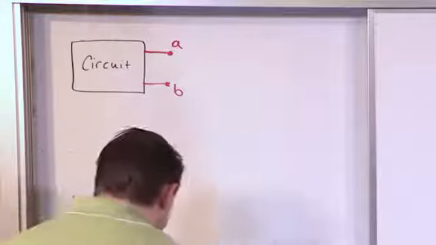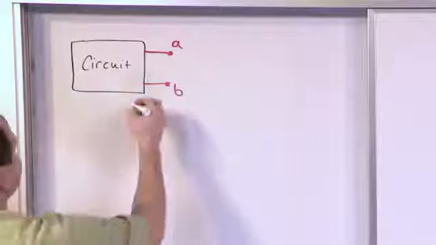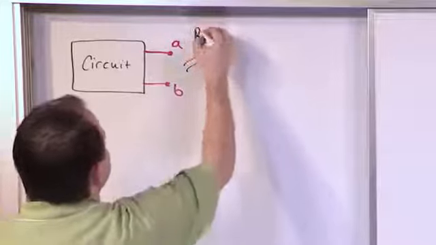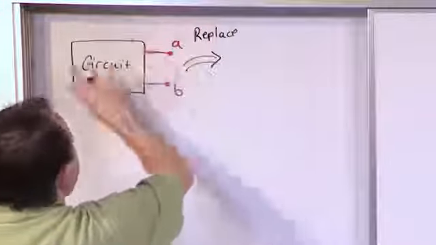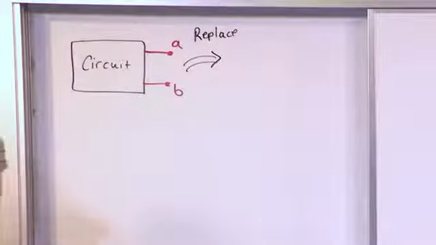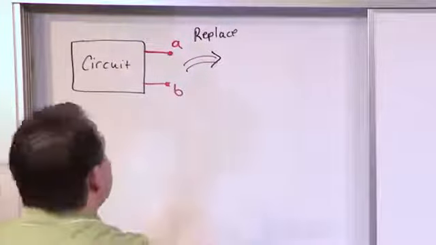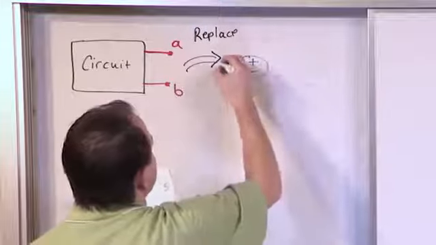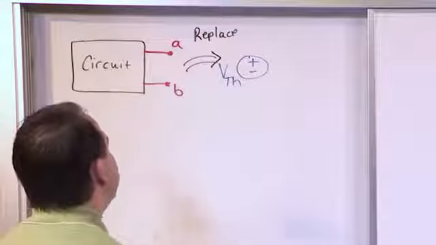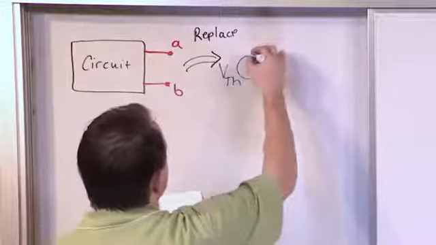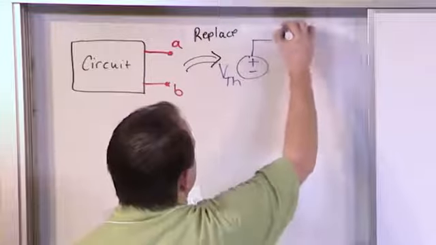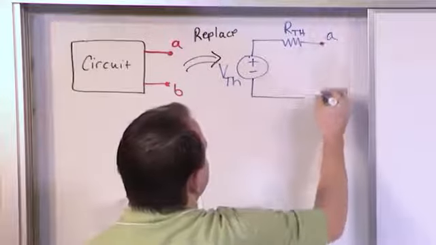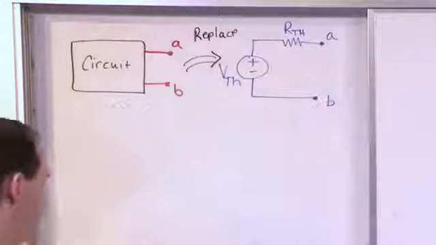What the Thevenin equivalent theorem says is that I can replace this. So I'm going to kind of draw a little arrow like this. I can replace this. Doesn't matter what's in the box. I can replace the whole enchilada with the following. With a voltage source that I call the Thevenin voltage source, VTH, the Thevenin source. It's just a voltage source, in series with a Thevenin resistance. And this guy I'm going to label terminal A, and this guy I'm going to label terminal B, right?